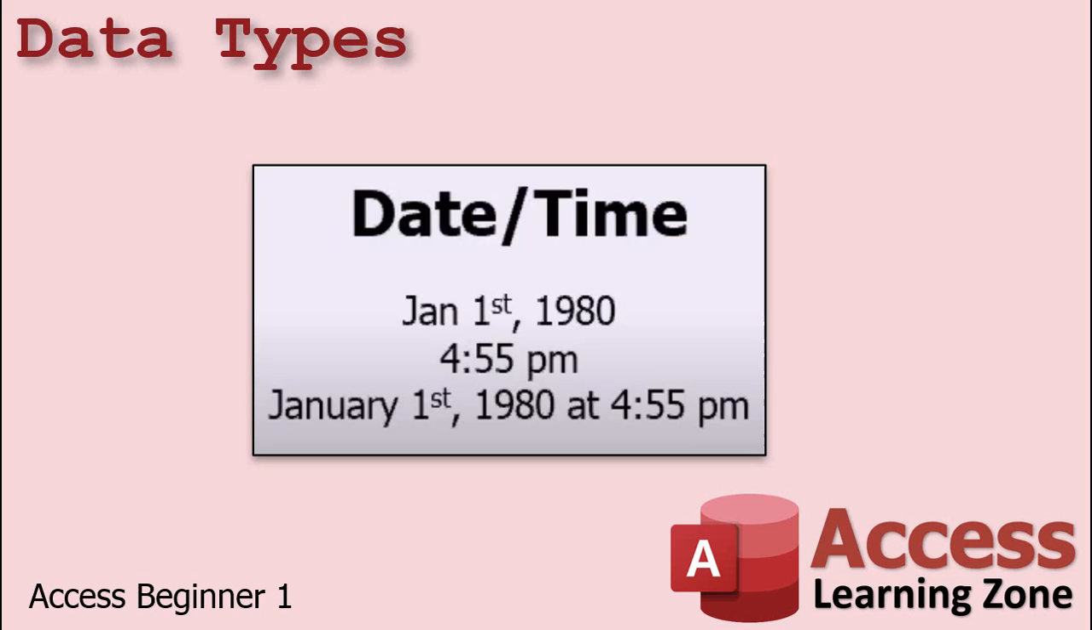Access has something called a DateTime field. A DateTime field can store a date or a time or both. So you can store just a date, January 1st, 1980, or just a time, 4:55 p.m., or both at the same time, January 1st, 1980 at 4:55 p.m. You can be as specific as you want.